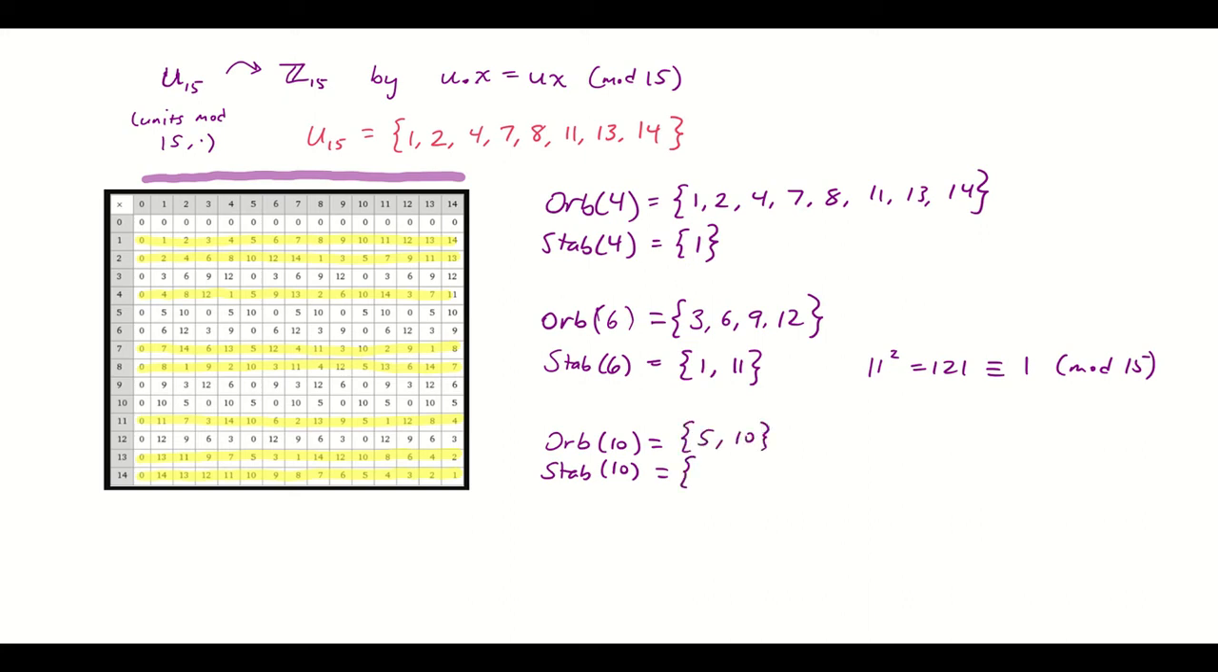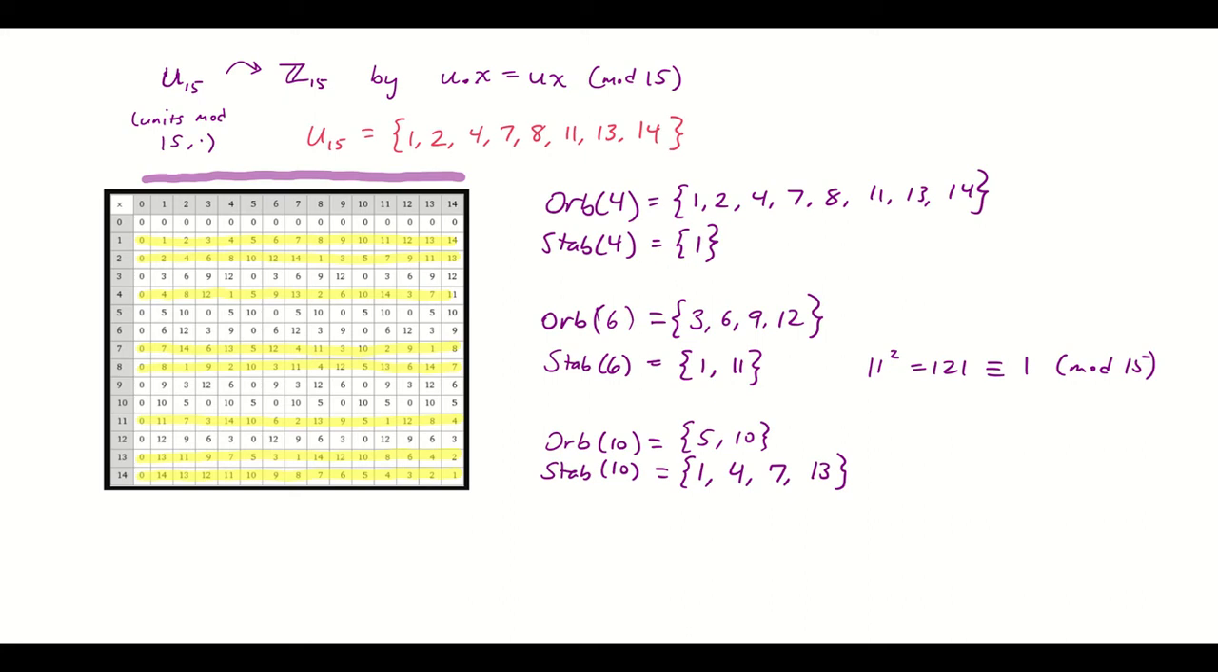What about the stabilizer of 10? Well, the stabilizer of 10 looks like it's 1, and then 4 also stabilizes 10, and then 7 stabilizes 10, and 13 stabilizes 10. How very interesting. Okay, so that appears to be a subgroup of units mod 15.